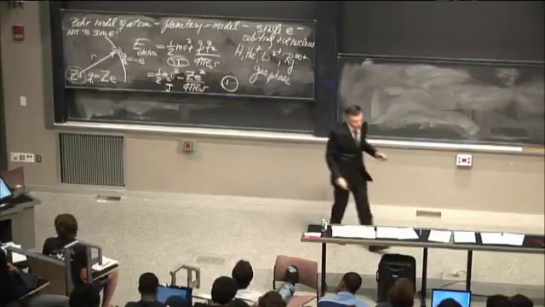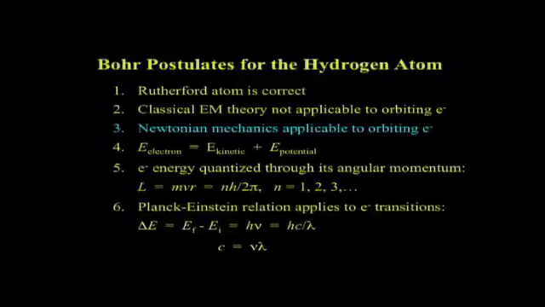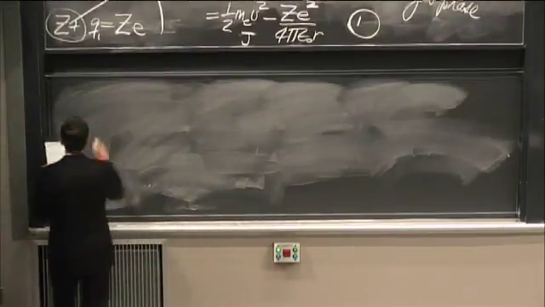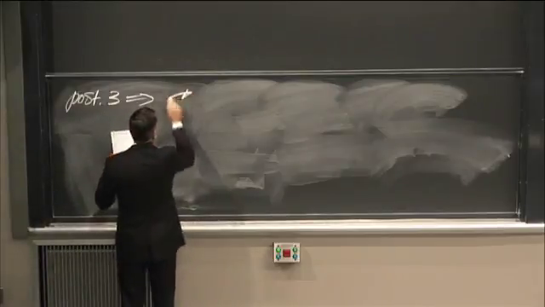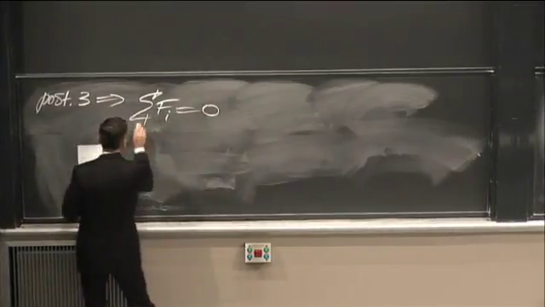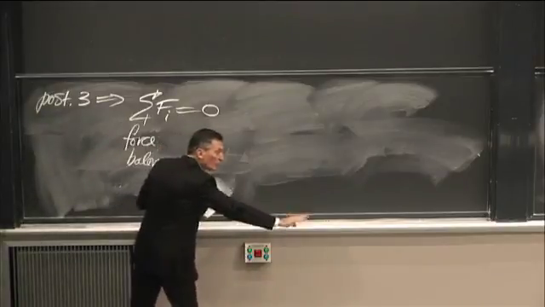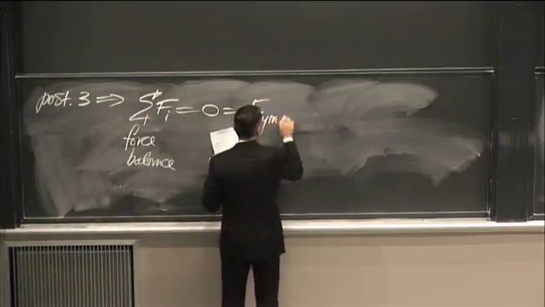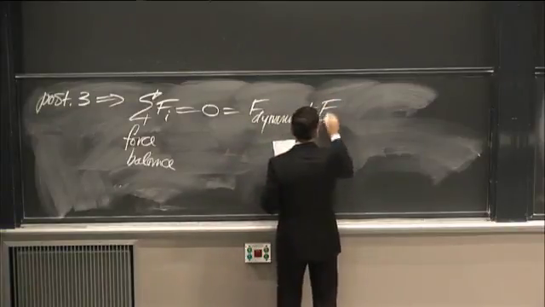All right, good. So now let's keep going. Postulate 3: Newtonian mechanics applies to the orbiting electron. The orbiting electron is in a stationary orbit. So postulate 3 implies that the sum of the forces acting on the electron must be 0. This is a force balance. If the forces are out of balance, the electron is either going to move closer to the nucleus or move farther from the nucleus. So that's equal to a sum of a dynamic force and a coulombic, or electrostatic, force.